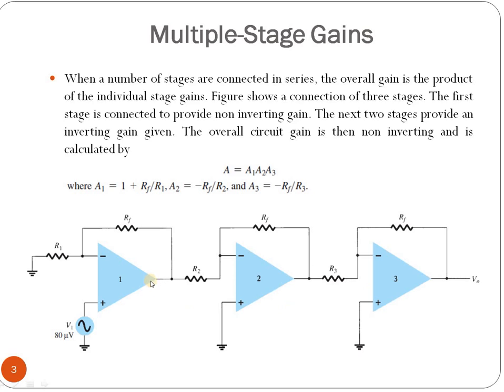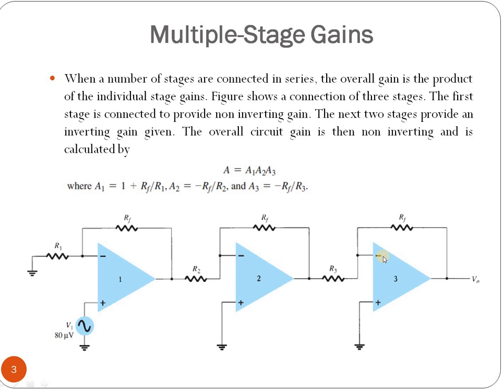The first stage is connected to provide a non-inverting gain. You see that the first one is connected with a voltage source at the non-inverting input, and there is a feedback resistor and an input resistor at the inverting point. The output of this op-amp is connected with the second op-amp at the inverting input with a resistor R2. Then the output of op-amp 2 is connected to the input of op-amp 3, that is also an inverting input. So the first one is non-inverting, then the next two stages are inverting gain.